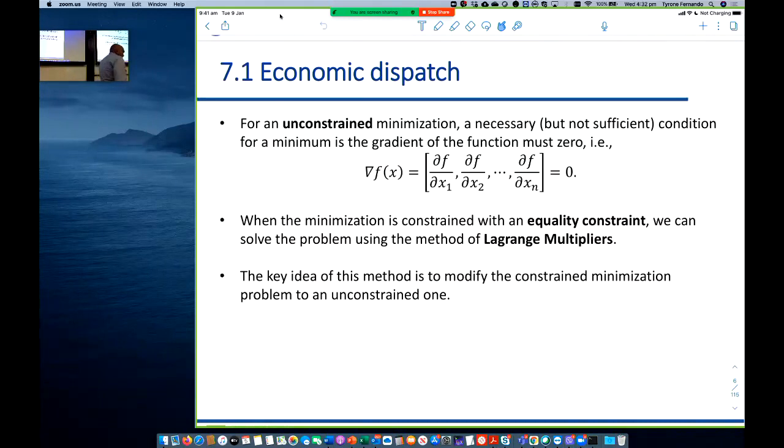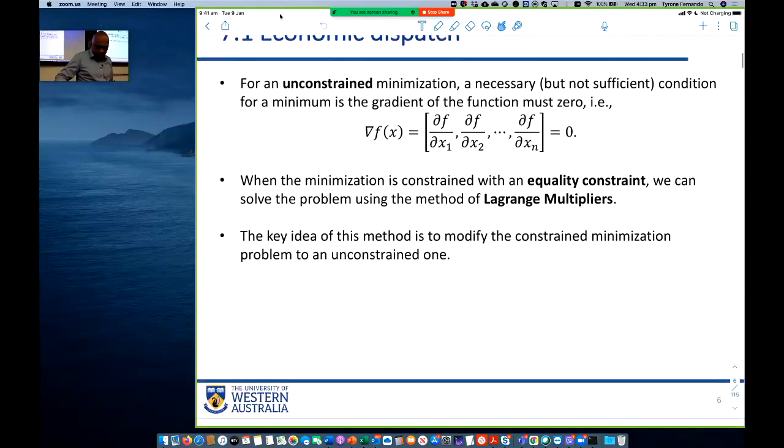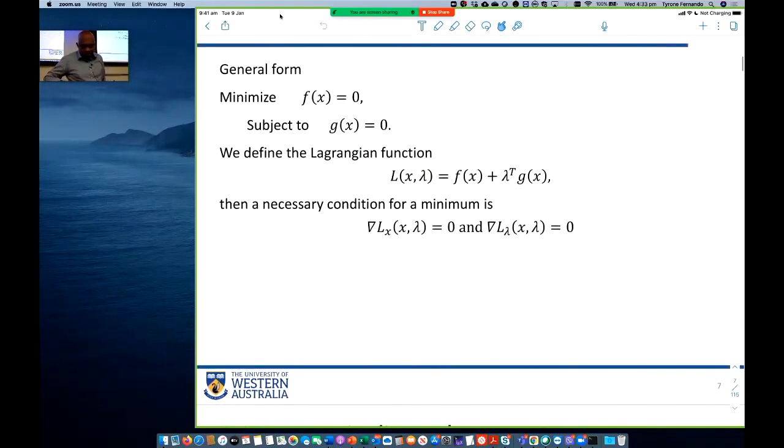When we have a constraint, we still have the function f we want to minimize, or in our case the function CT, the total cost of producing electricity. Then we have a constraint. In a constrained optimization, we have to satisfy the constraint, and we involve the Lagrange multiplier method. So the Lagrange multiplier method is like this.